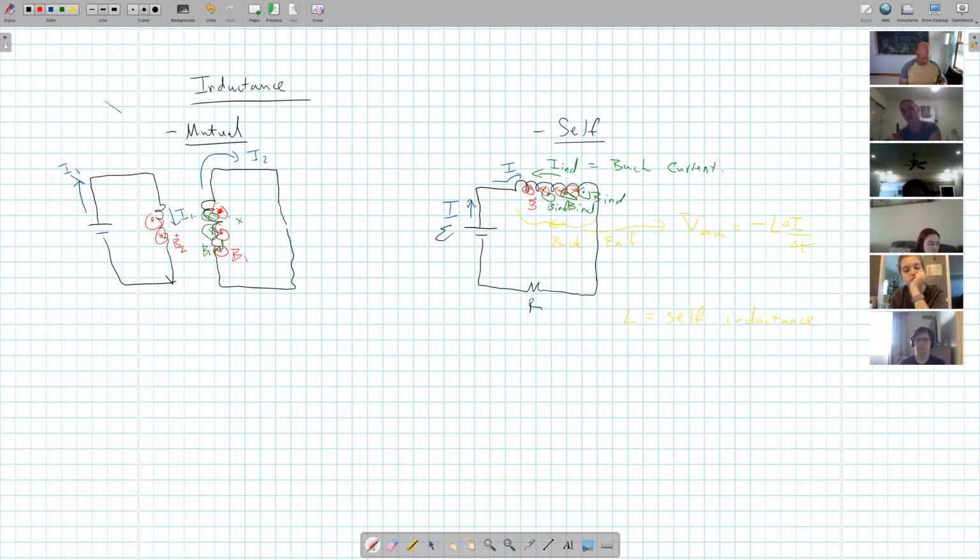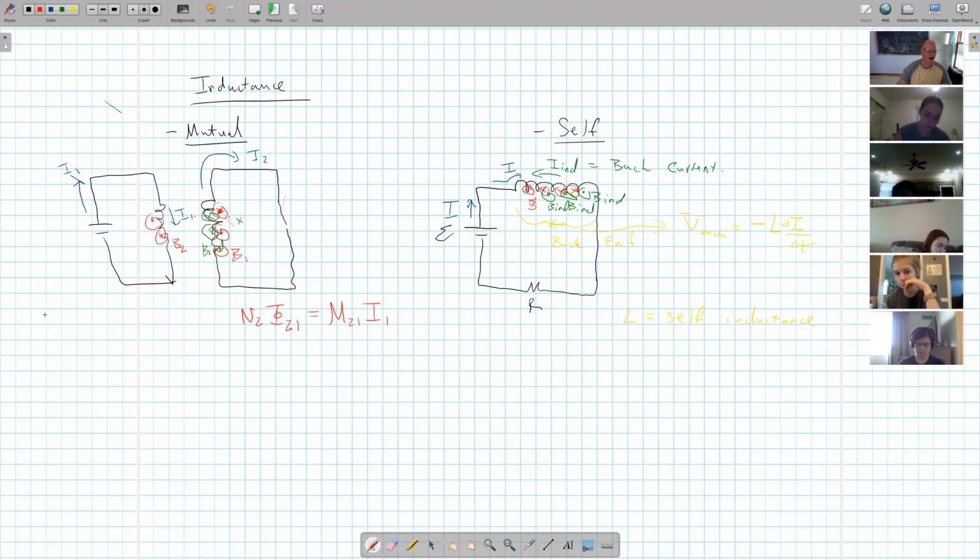So for mutual inductance, we then say what? Let's look at this system here. Here we would say the number of turns in this solenoid times the flux through that solenoid, which is the flux in the second due to the first, is equal to the mutual inductance of the second from the first times the current from the first.